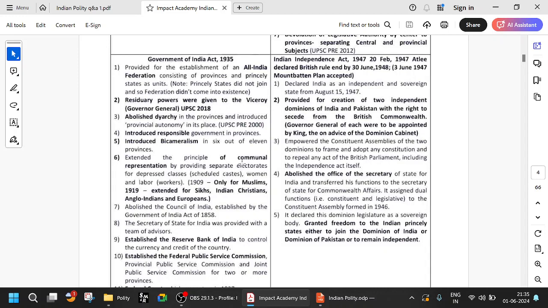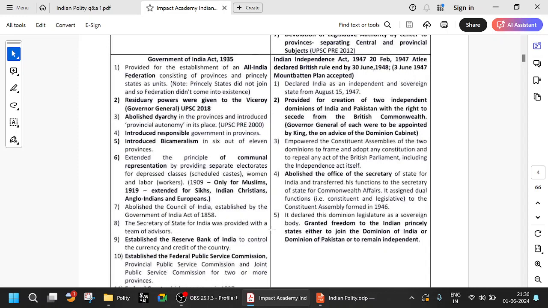For the first time, it was given to Muslims in 1909. It was further extended to Sikhs, Anglo-Indians, Christians, etc. in 1919. Here it was also extended by providing separate electorates for depressed classes. That means within the Hindus also, separate for scheduled castes, women, and labor. So this was opposed by Gandhiji. Okay, 1909 only for Muslims, 1919 for Sikhs, Indian Christians, Anglo-Indians, etc. And in 1935 they tried to do it even within the Hindus, separate for scheduled castes, separate for women and labor. So further divide and rule.